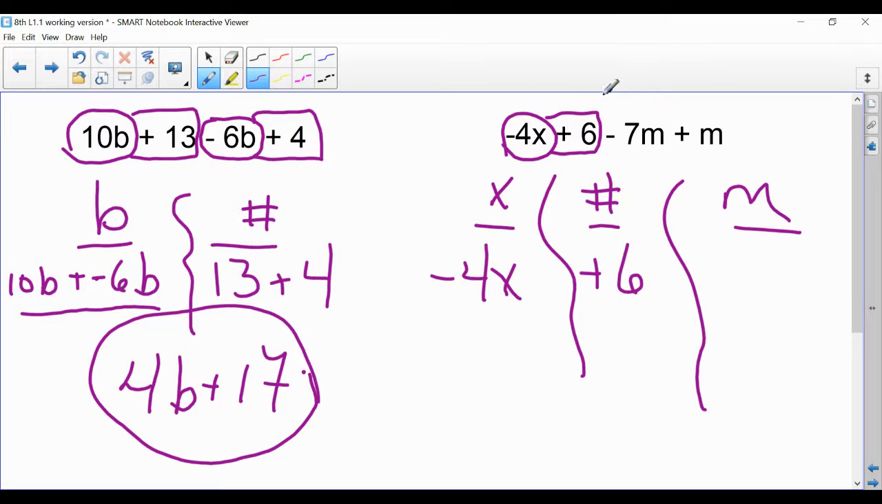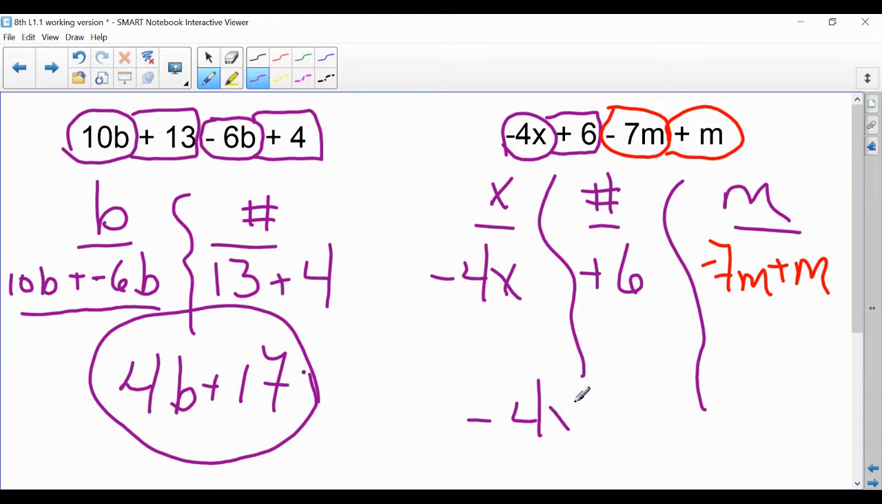For the m's, let's change colors. I have negative 7m. And then I have a plus m. Okay, so over here, there's nothing to combine. I can just bring down the negative 4x. Here I'm adding a positive 6 to it. And then let's talk about what's over here. We have negative 7m plus m. This m by itself has a 1 in front of it. We just don't see it, right? It's 1m, okay? We just don't write the ones all the time in front of a letter.